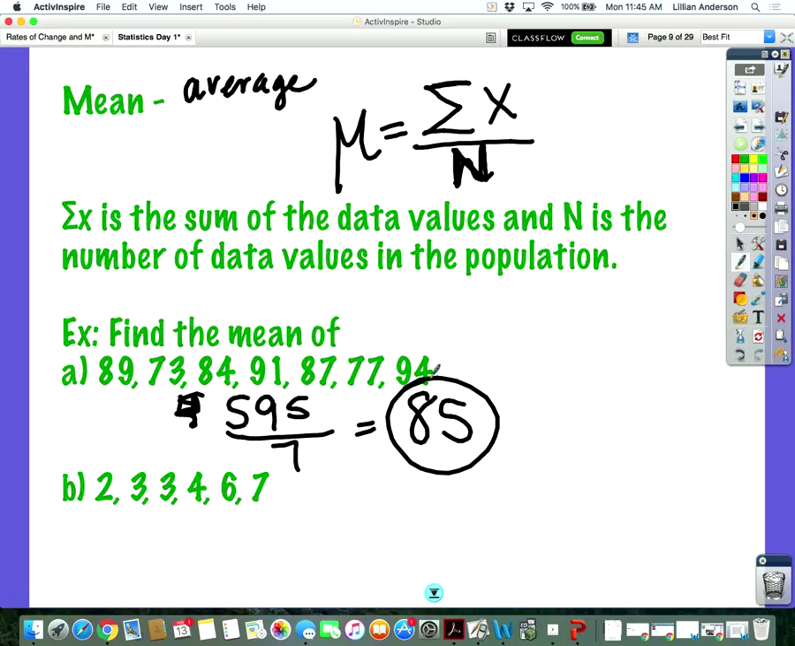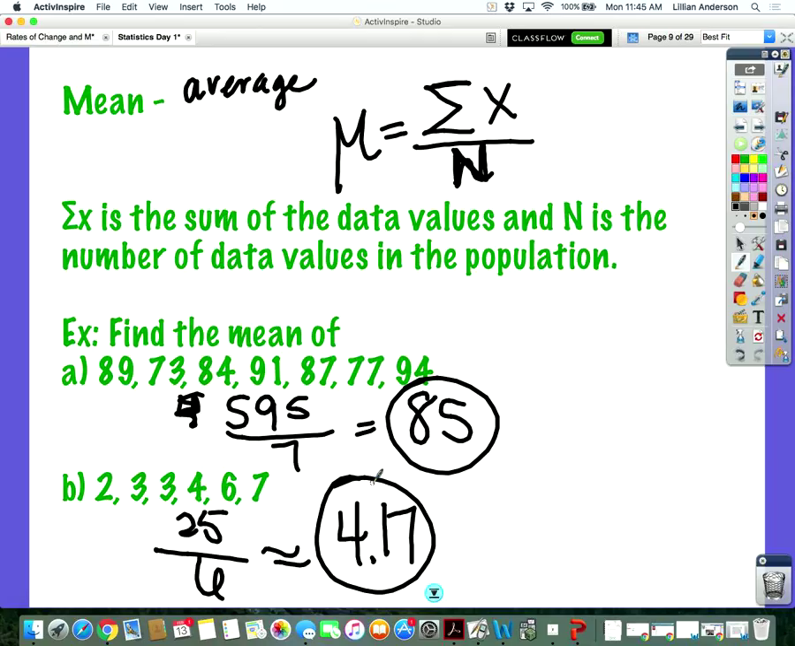This one here. What was the sum? 25. You divide it by 6. What do you get? 4.17 rounded. Would we put it as a decimal or could we keep it as 25 over 6? You keep that first.